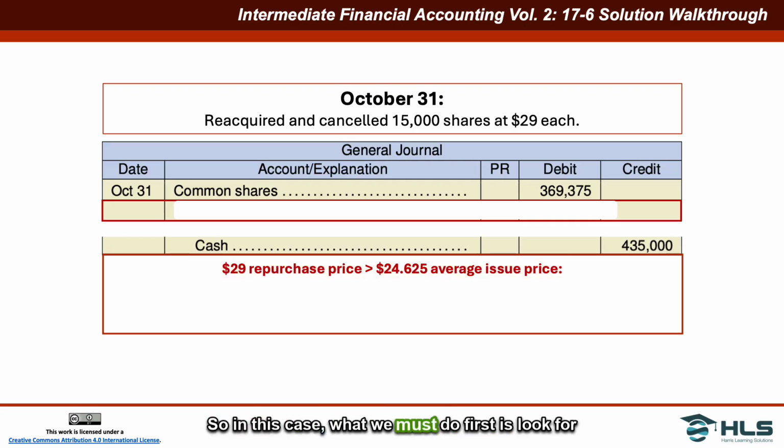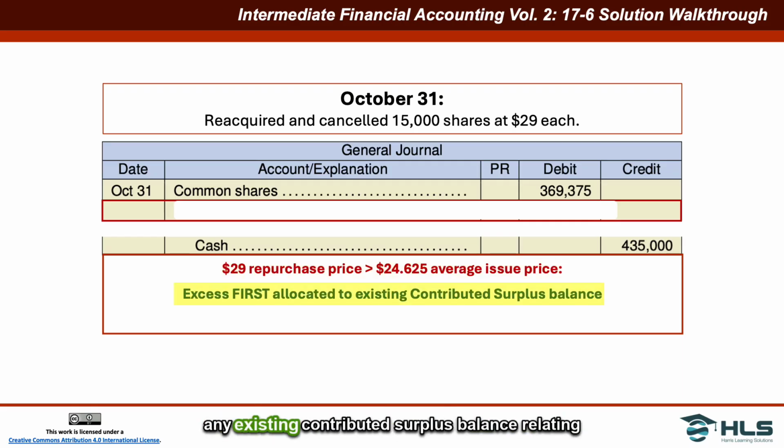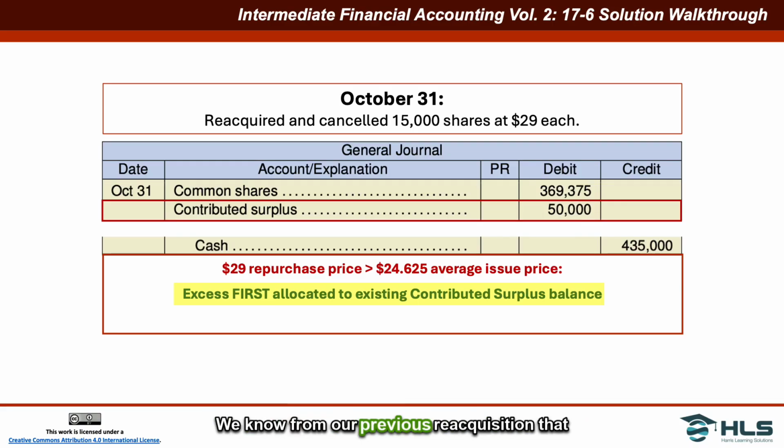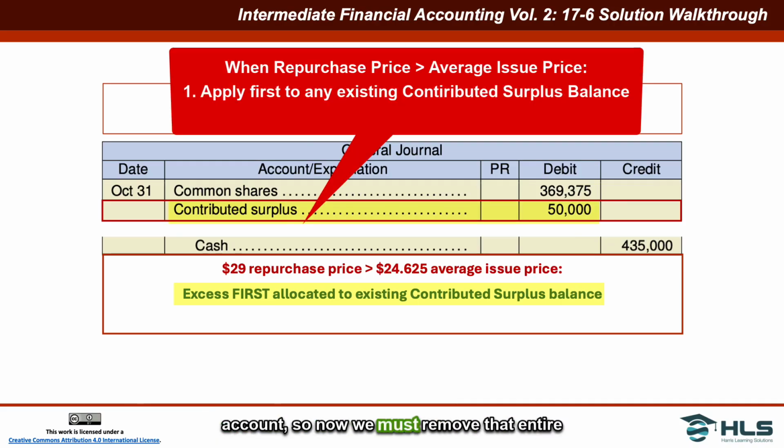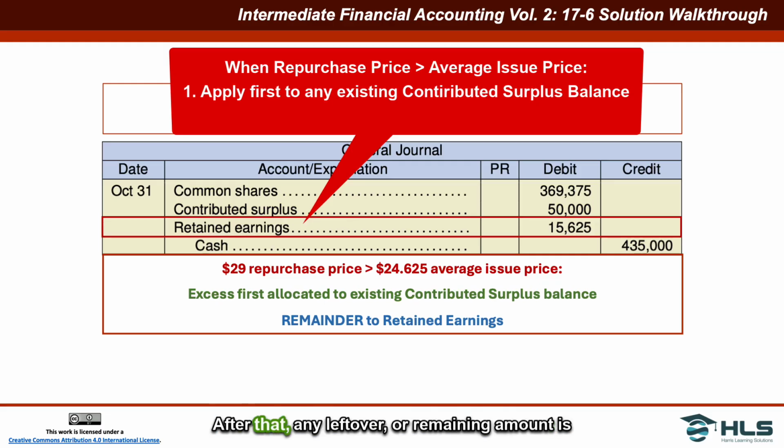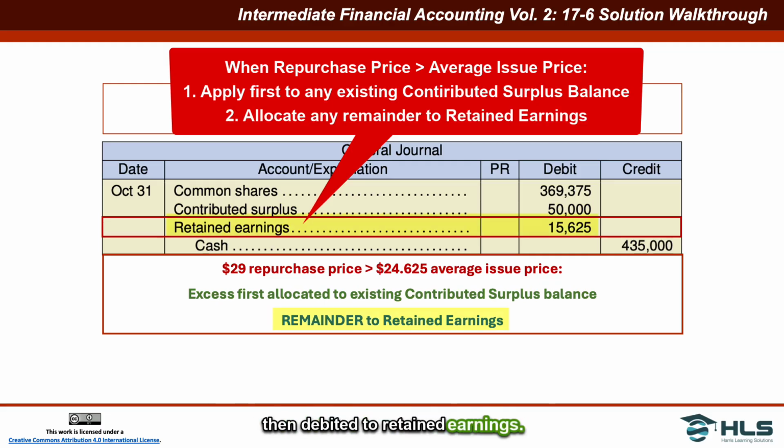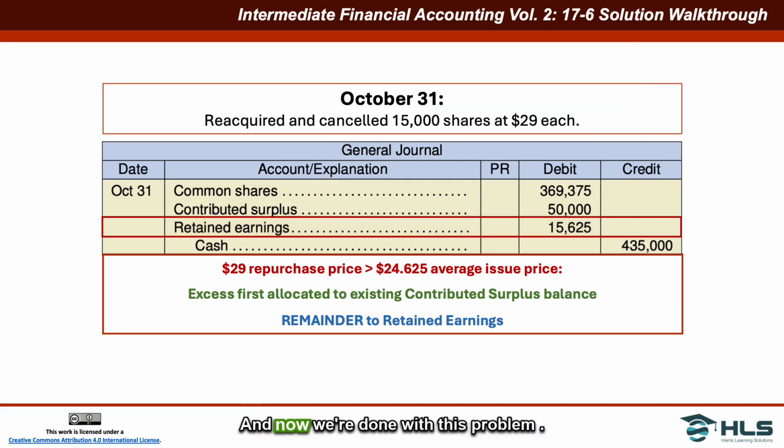So in this case, what we must do first is look for any existing contributed surplus balance relating to the same type and class of shares. We know from our previous reacquisition that there was a credit to the contributed surplus account, so now we must remove that entire balance of $50,000. So we'll debit contributed surplus for that amount. After that, any leftover or remaining amount is then debited to retained earnings. So to make this journal entry balance, that's $15,625. And now we're done with this problem.